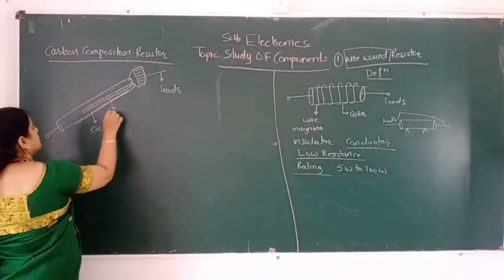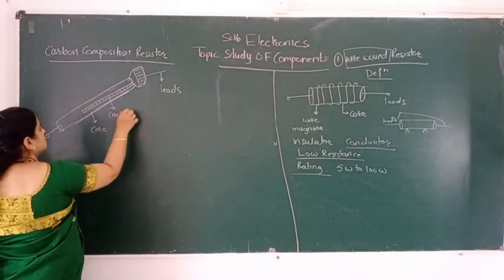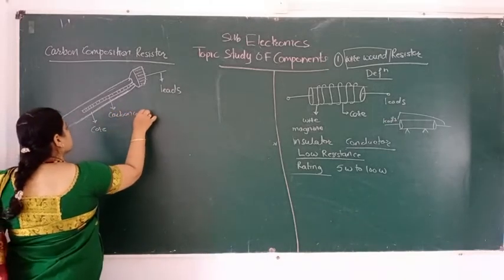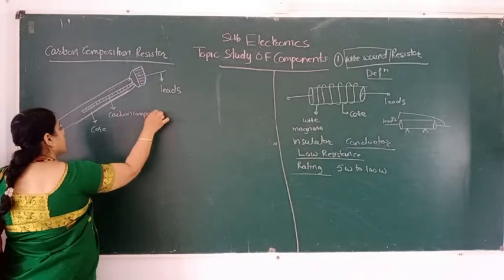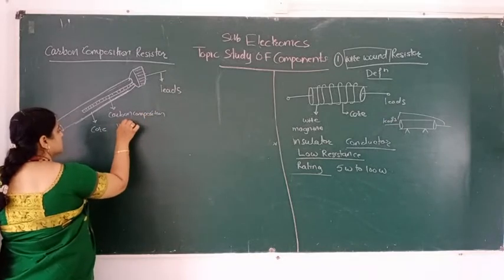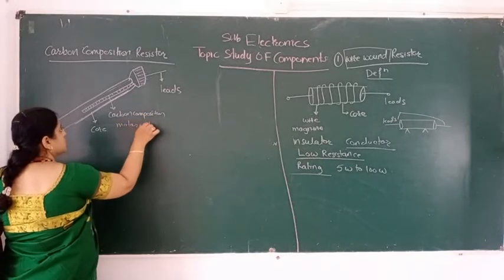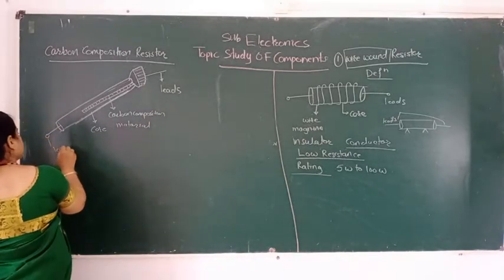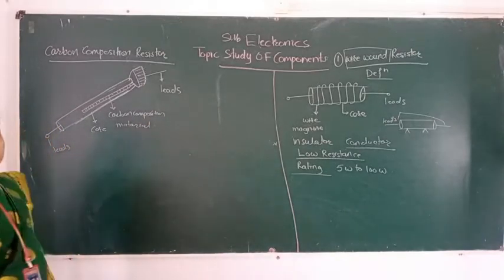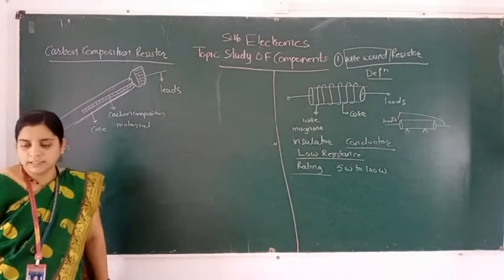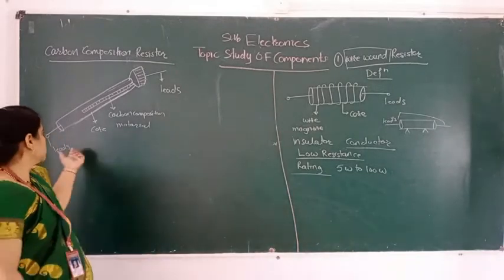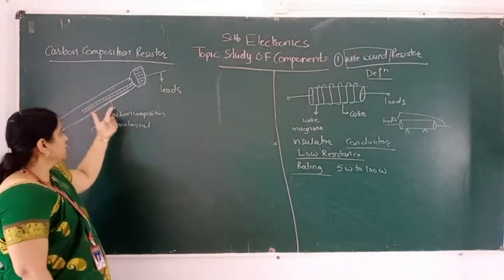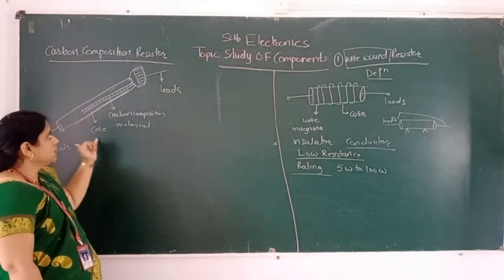And this is what? Carbon composition material. These are what? Leads. There are two terminals for the resistor. Therefore, two leads are there. Carbon composition material is there and core is there.